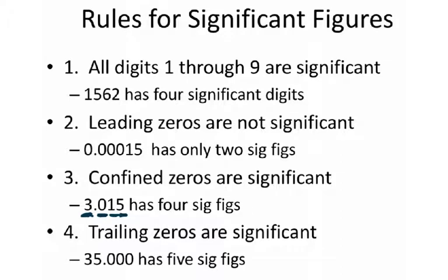So let's put a couple of examples. Let's say we got 305, our area code. That 0 is between a 3 and a 5. It's between two non-zero digits. Therefore, that 0 is significant. This number has 3 significant figures.